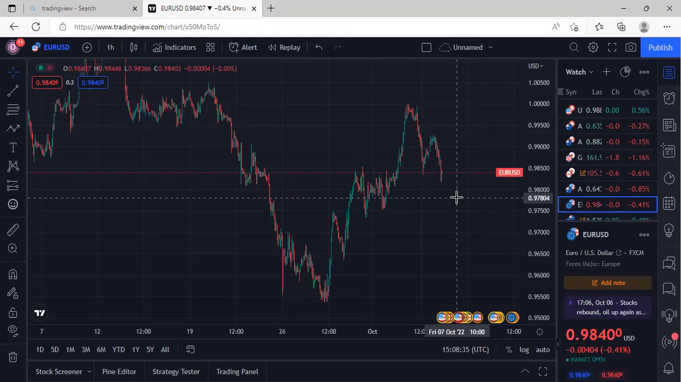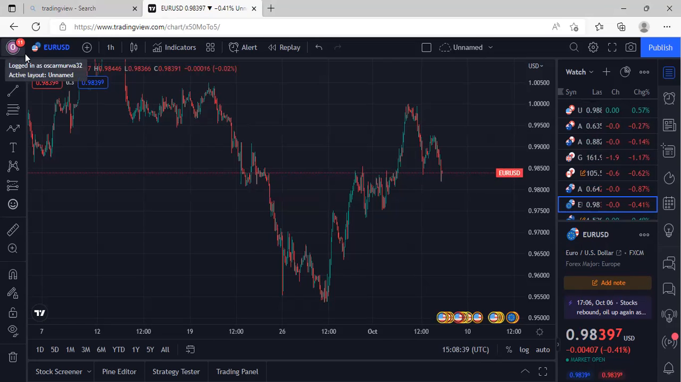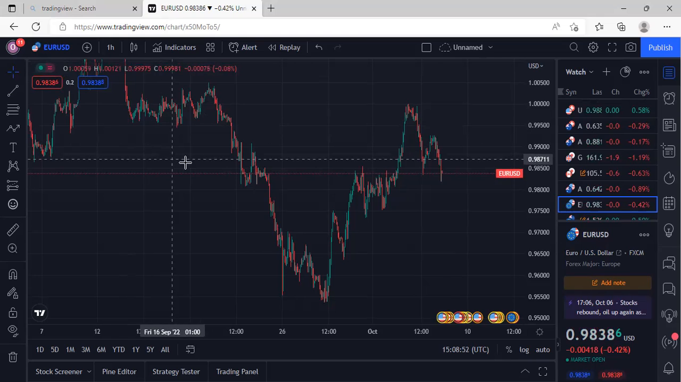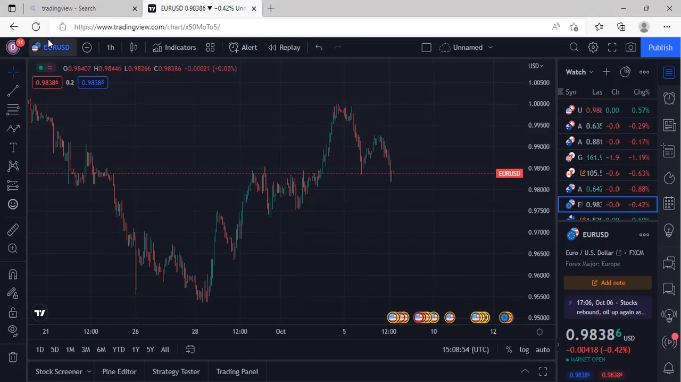Okay, another pair is here. We call it EURUSD. What is EURUSD? It's actually the euro against the USD, USD meaning the United States dollar. Sorry, not European dollar, it is actually we are pairing euro against the USD, United States dollar.